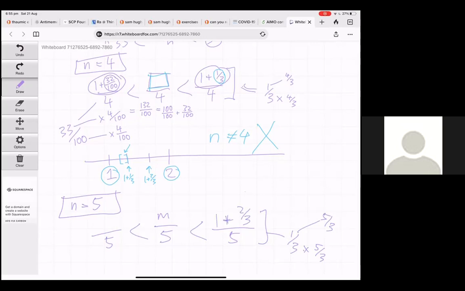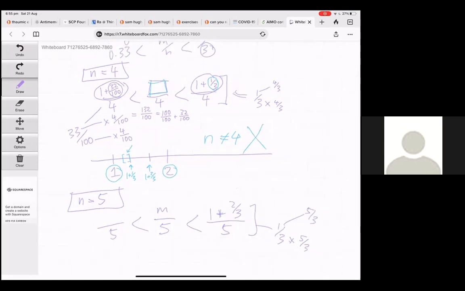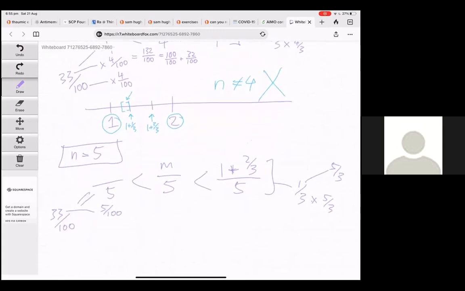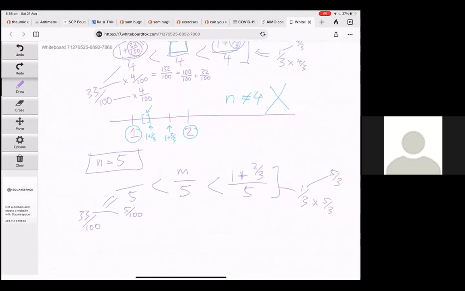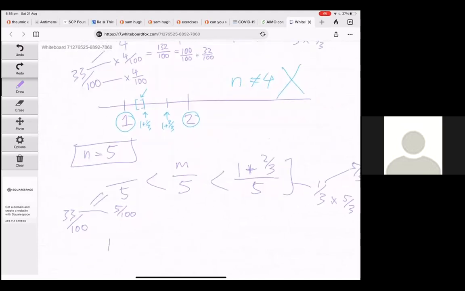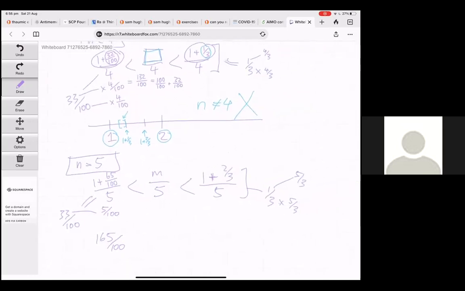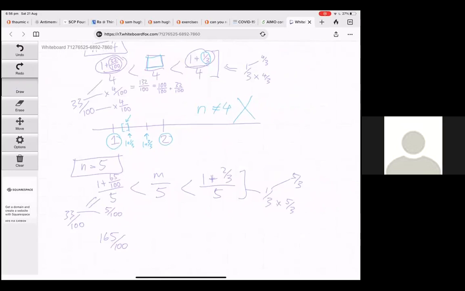And then on the left, what do I get? So this time, if this is equal to 33 on 100, then I need to multiply the top by 5 on 100. Now, what is 33 times 5? That should be 165 on 100. So this becomes 1 plus 65 on 100. Okay, so if we plot that on our number line, let's see where our gaps are.